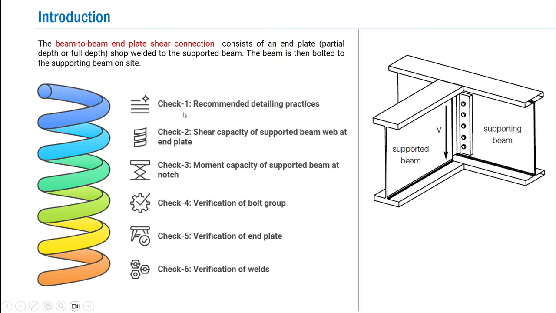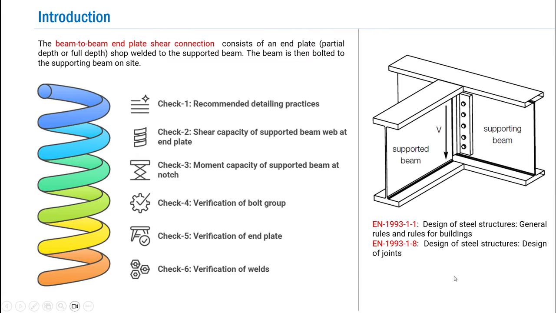It starts with check 1, that is to see compliance to the recommended detailing practices. Check 2, computing shear capacity of supported beam web at the end plate. Check 3, verifying the moment capacity of supported beam at the notch. Check 4, verification of bolt group. Check 5, verification of end plate. And finally, the calculation concludes with the verification of welds.